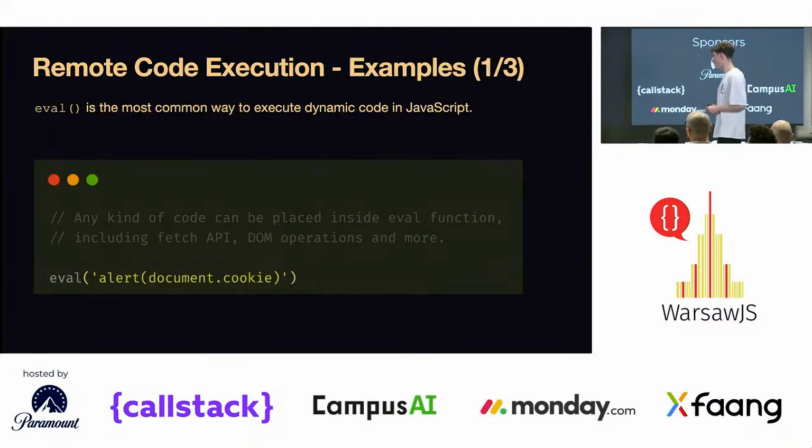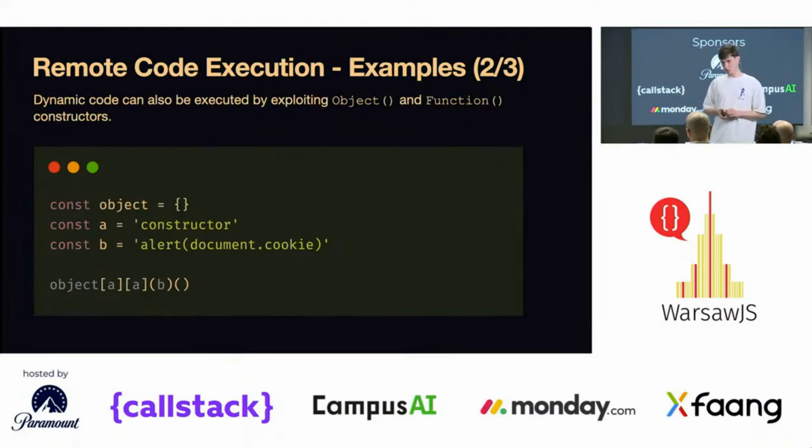So the first example of remote code execution is eval. If you use the eval function on your server, you should be really cautious because it is probably one of the most common ways this vulnerability comes up. The second example is possible by exploiting object and function constructors. It is more of an imaginary example, but it's still possible if your application calls up an object with parameters like A, A, B that are controllable by a user, they can execute code like that.